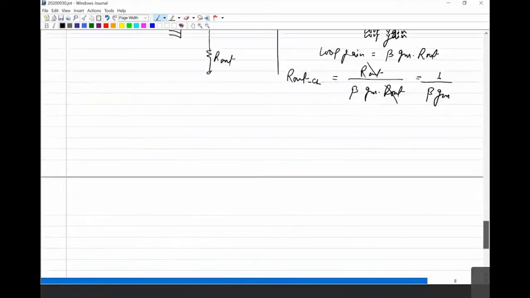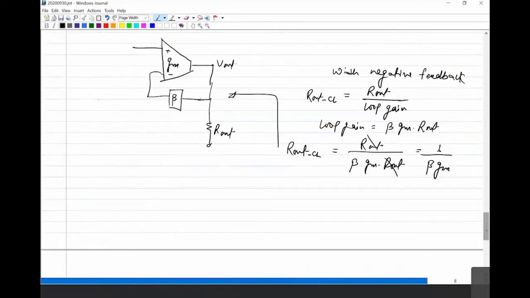Which means whenever you connect your system in negative feedback, your output impedance will be suppressed by your loop gain. So if you know the loop gain already, I mean, you are doing loop gain analysis, you know the loop gain transfer function. All you need to do is take whatever R out you are getting in the open loop and divide that by your loop gain. So if you have a 2-stage or 3-stage, it doesn't matter in that case.